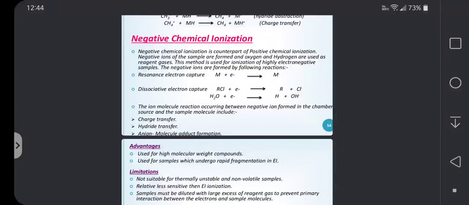In this video, we will learn about negative chemical ionization and fragmentation patterns in mass spectrometry. It is the continuation of the previous video, in which we have dealt with the applications of mass spectrometry and positive chemical ionization. Now we will continue with the negative chemical ionization.